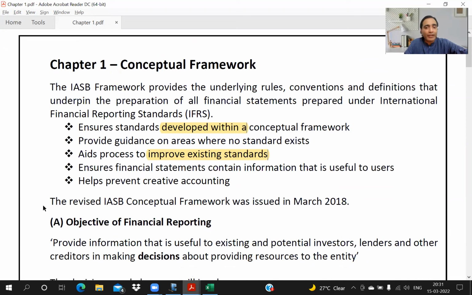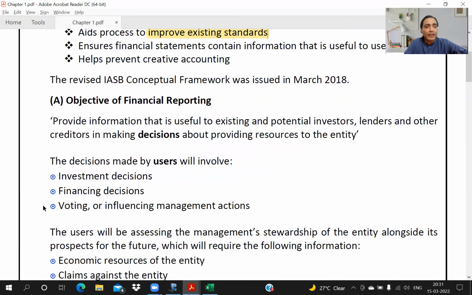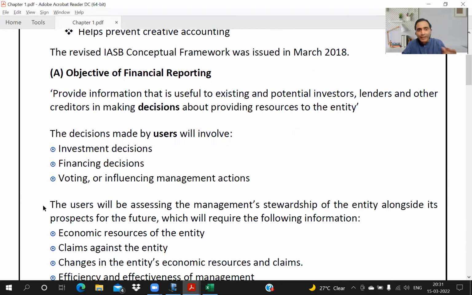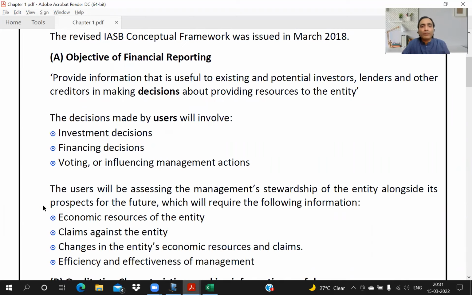So the framework that we are following right now is the March 2018 framework. Now, some basics, I'll not spend too much time on this. Objectives of financial reporting. What are the main objectives? It helps your financial reports like the P&L, the balance sheet, the cash flow statement, they help the stakeholders to take some decisions, whether they should hand over the resources.